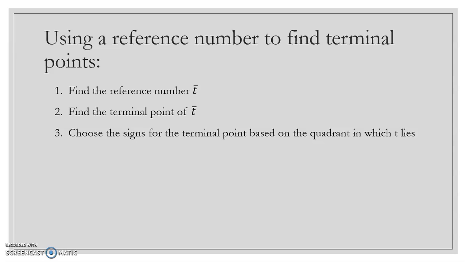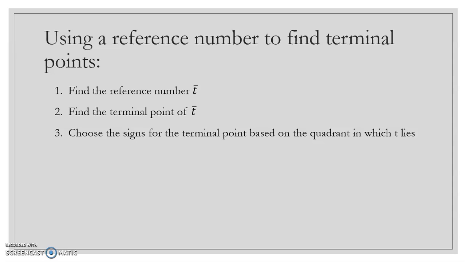We're almost done with our lesson. We just have 2 last examples and 1 last thing to talk about. So the whole point of reference numbers is that it helps you by simply allowing you to know the first quadrant of your unit circle, using that to figure out a terminal point, and then figuring out what it would be in a different quadrant.